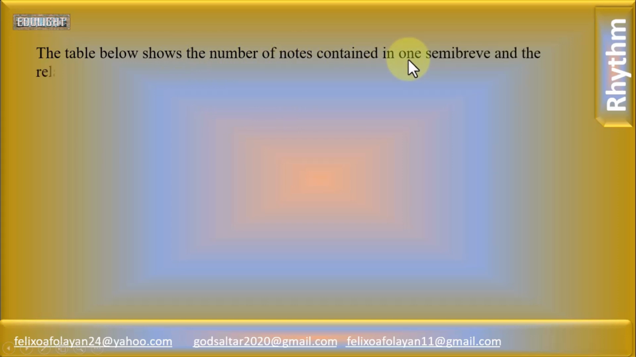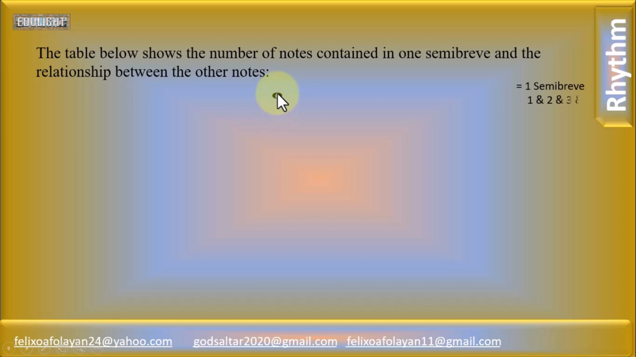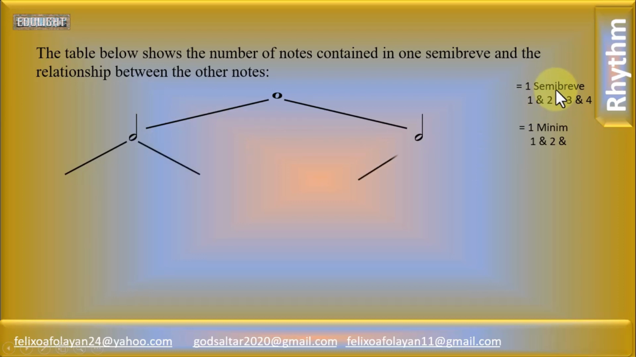The table below shows the number of notes contained in one semibreve and the relationship between the other notes. These are semibreves, as we see in the table in our previous slide. This is the count, 1, 2, 3, 4, and this is our meaning. So 2 minims make one semibreve. So 2 crotchets make one minim, and 4 crotchets make one semibreve.